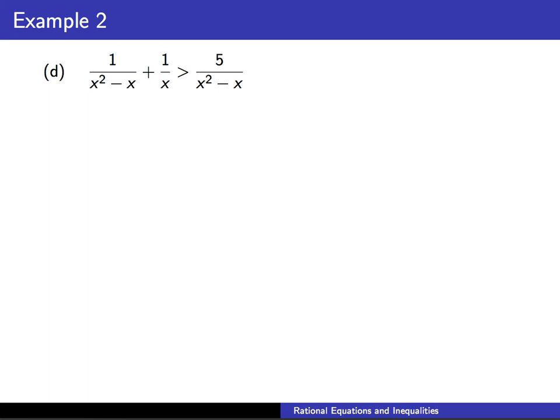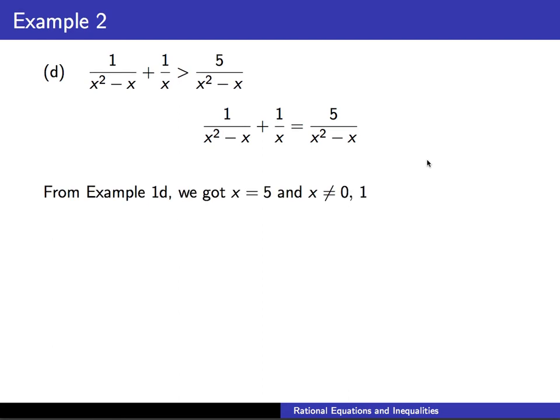In this video, we're going to continue from our previous video on solving rational inequalities. So example 2, part D, we have 1 over x squared minus x plus 1 over x is greater than 5 over x squared minus x. So again, we're just going to take the previous videos from example 1 and make them inequalities. But again, in general, we treat an inequality like an equation.